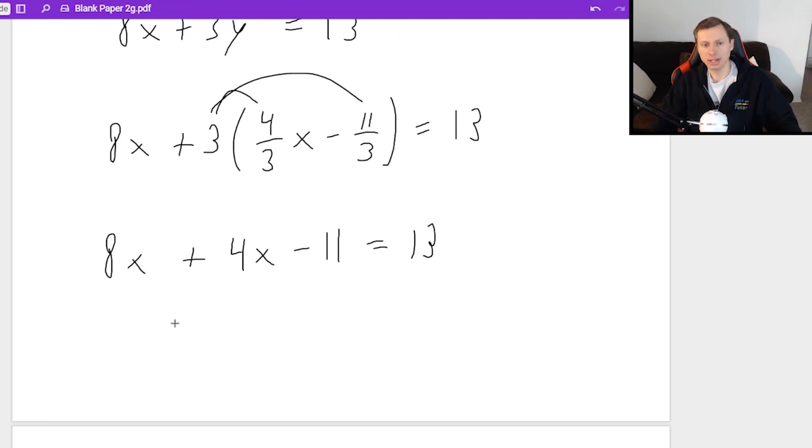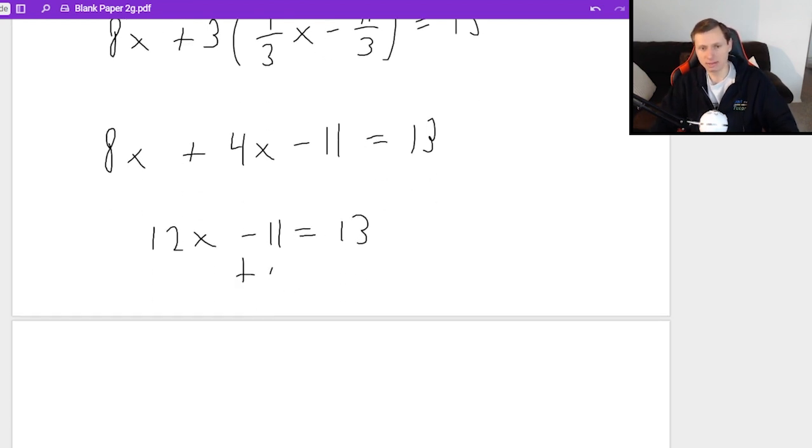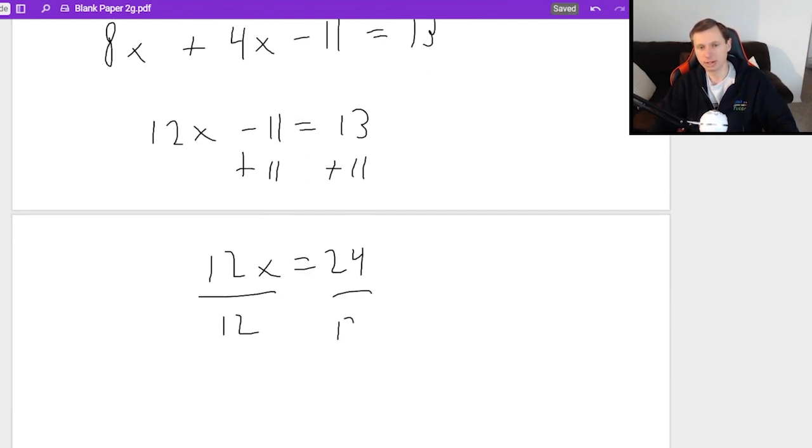So now I'm combining like terms. 8x plus 4x is 12x minus 11 equals 13. Add 11 to both sides. We get 12x equals 24. And then divide both sides by 12. And you get x equals 2. Now we already have done this a million times already.